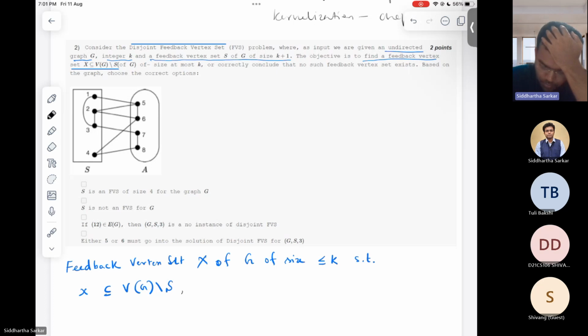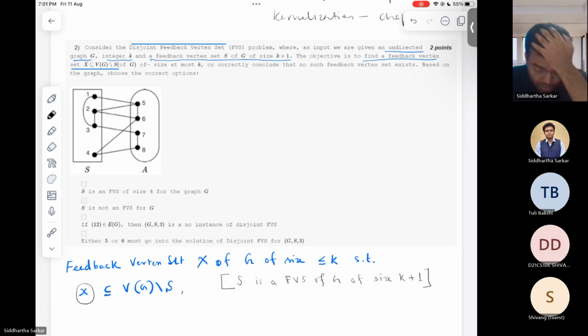So S is given to you, remember. S is a feedback vertex set of G of size K plus 1. Right, this is given to you. You are interested in finding a feedback vertex set X of the graph such that it has no overlap with S. And if such a feedback vertex set of size at most K exists, then you return it or you return yes, otherwise you return no.